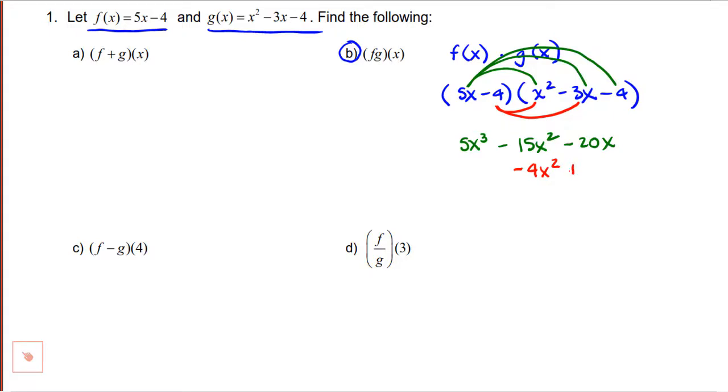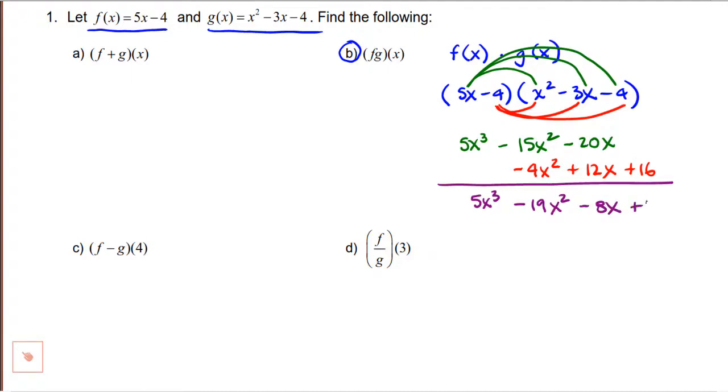And what do we get here? 12x. Plus 12x. And then what? Minus 6. Plus 16. And then combine my terms, which is why I put the like terms together. And we're going to get 5x cubed, minus 19x squared, minus 8x, plus 16.